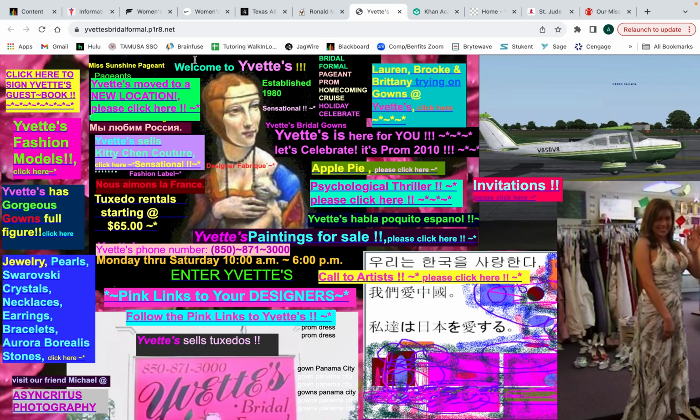On the other hand, Yvette's formal and bridal wear is a complete overload of asymmetry. There's too many words, colors, the typography is completely conflicting, and it's just really unappealing to the eye.